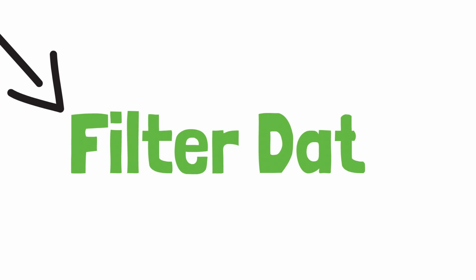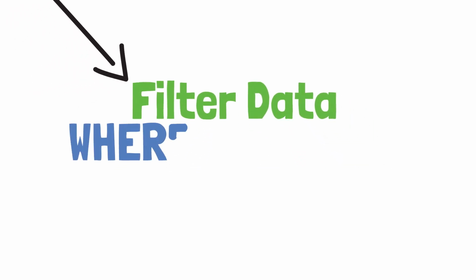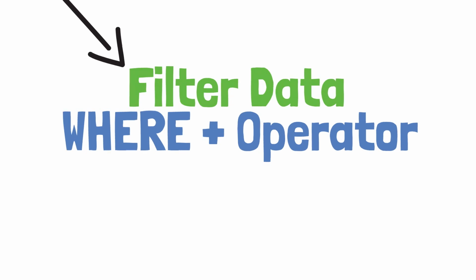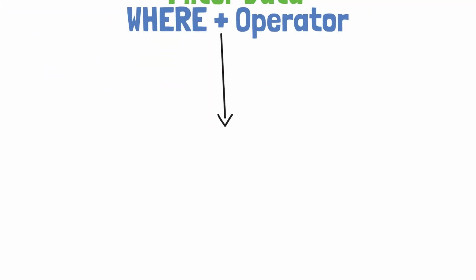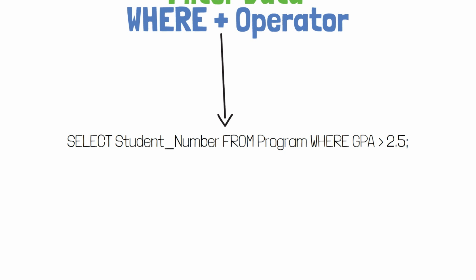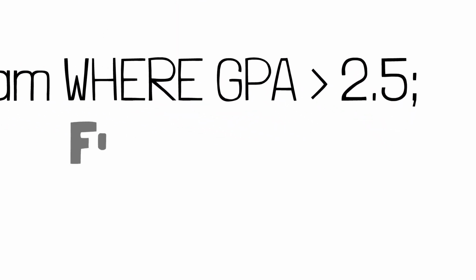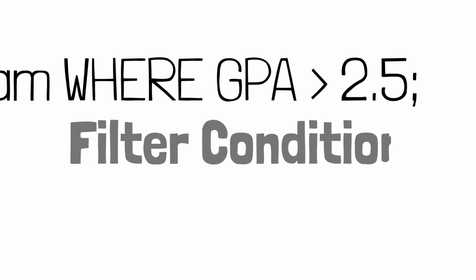The filter data function in Excel is equivalent to the where command in SQL, followed by some sort of operator. I'll show you what I mean. In the query select student number from program where GPA is greater than 2.5, the keyword where is followed by a condition that will only return a record where the GPA value is greater than 2.5. In this case, the greater than symbol is what I mean by operator. In some cases, you will want to filter by multiple conditions, which is doable using the keywords and, or, and not. You can check out my intro to SQL queries for more on that.